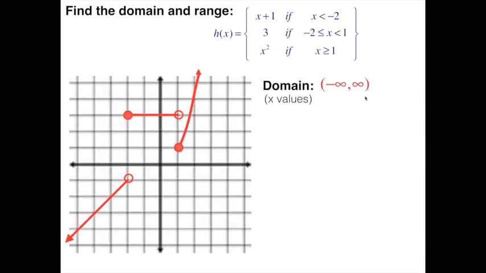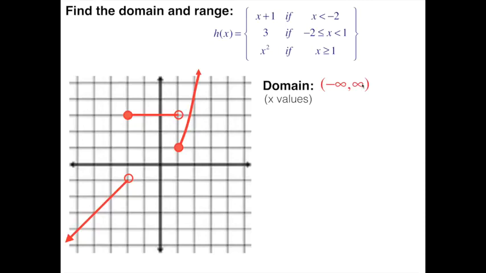Remember, with infinity, we're using parentheses. And the comma here, this is not a coordinate or an ordered pair. This is a value, a domain. In other words, it goes from negative infinity to positive infinity, and it covers all of those values.